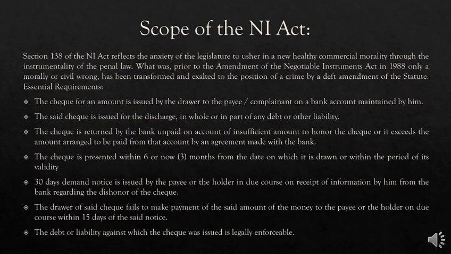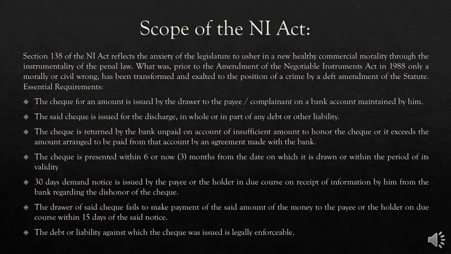These requirements are: the check for an amount is issued by the drawer to the payee or the complainant on a bank account maintained by him. The said check is issued for the discharge in whole or in part of any debt or other liability. The check is returned by the bank unpaid on account of insufficient amount to honor the check, or it exceeds the amount arranged to be paid from that account by an agreement made with the bank.